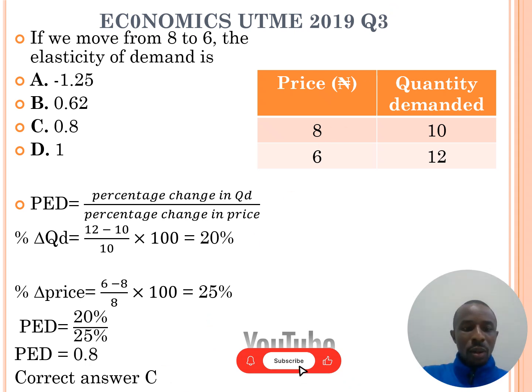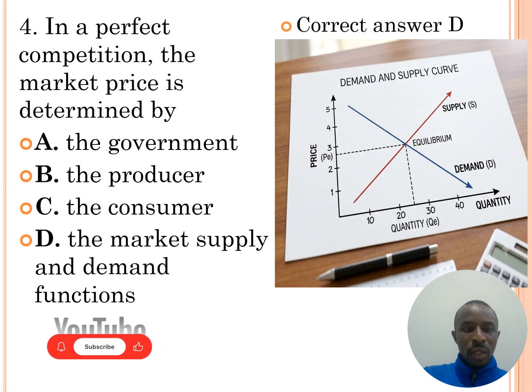Now to question 4. In a perfect competition, the market price is determined by the dash. That's determined by the market supply and demand functions. In a perfect competition, we have a lot of buyers and sellers, but none of them can influence the price. None of them can determine the market price. So it's the invisible forces of demand and supply that determine the price.